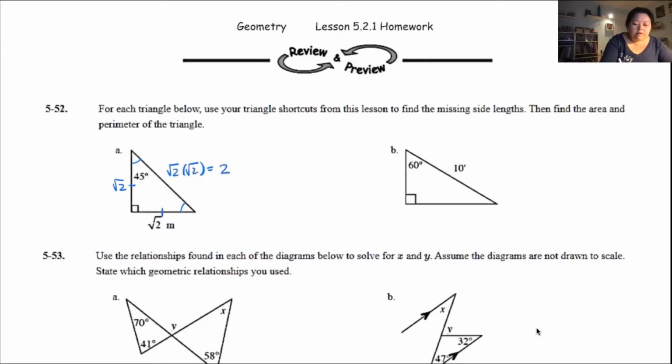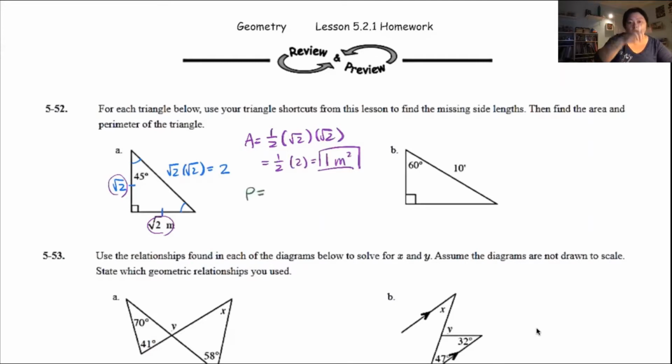Okay, now I have enough information to help me find two things: the area and the perimeter. So the area is 1/2 base and height. Base and height are the two sides that make the 90-degree angle. So it's going to be base times height. That gives me 1/2, and root 2 times root 2 is 2. So I get 1 square meter. It's pretty small.